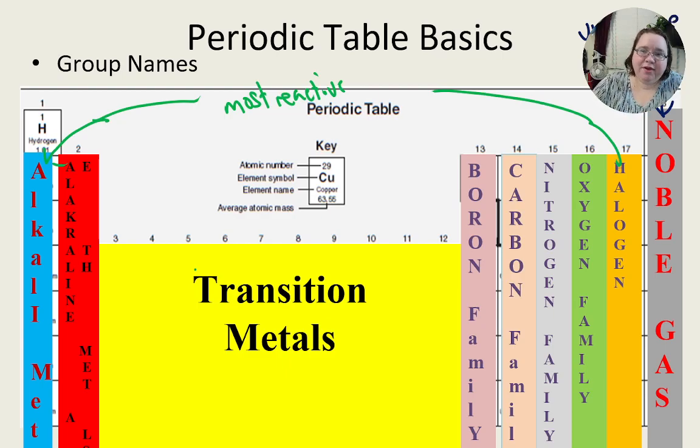Now, all of the other elements do react to some extent, some more than others. When you start looking at your transition metals, some of them are actually quite stable, and you can handle them without any complications or challenges. Think silver and gold.